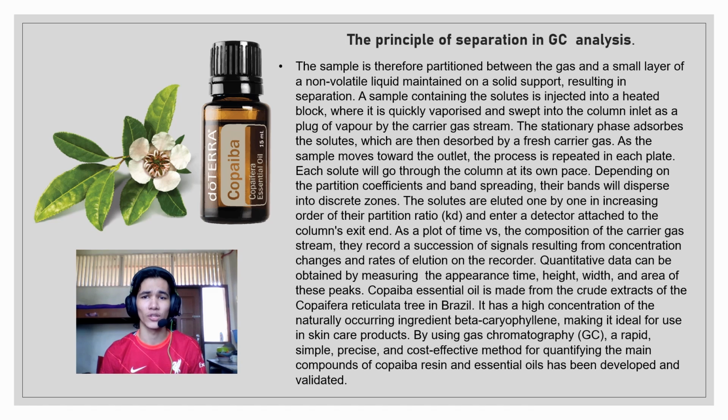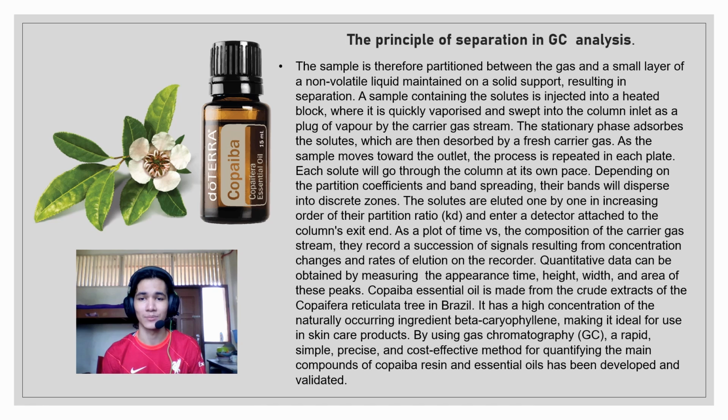Each solute will go through the column at its own pace. Depending on the partition coefficient and band spreading, their bands will disperse into discrete zones. The solutes are eluted one by one in increasing order of the partition ratio KD and enter the detector attached to the column's exit end. As a plot of time versus composition of the carrier gas stream, they record a succession of signals resulting from concentration changes and rates of elution on the recorder. Quantitative data can be obtained by measuring the appearance time, height, width, and area of these peaks.